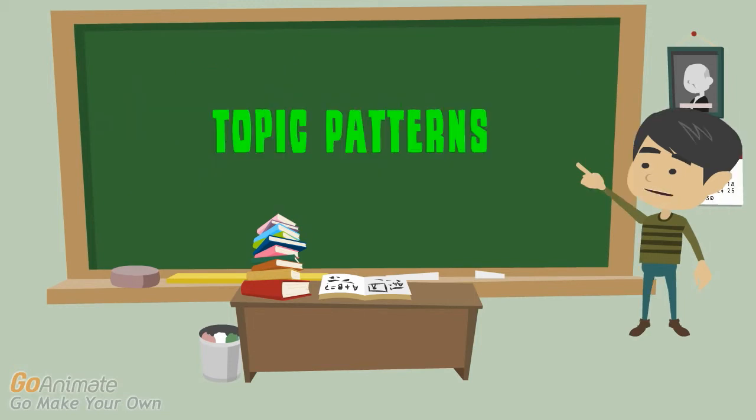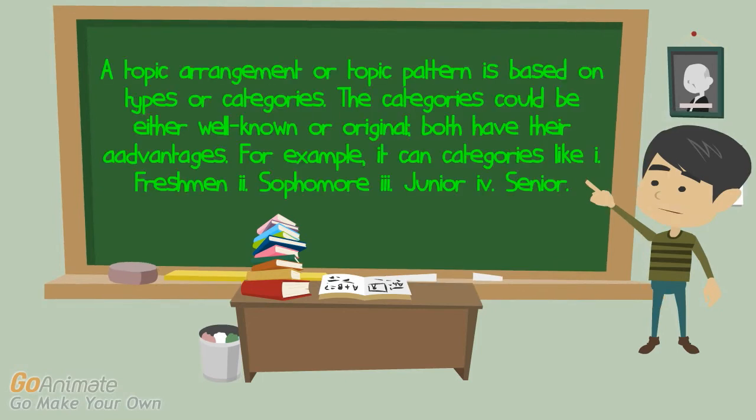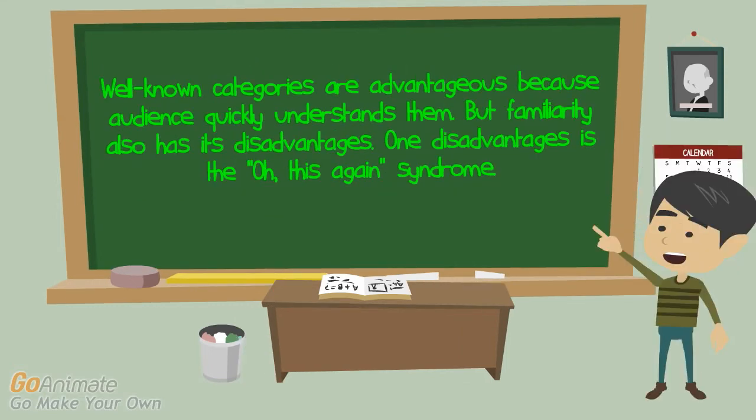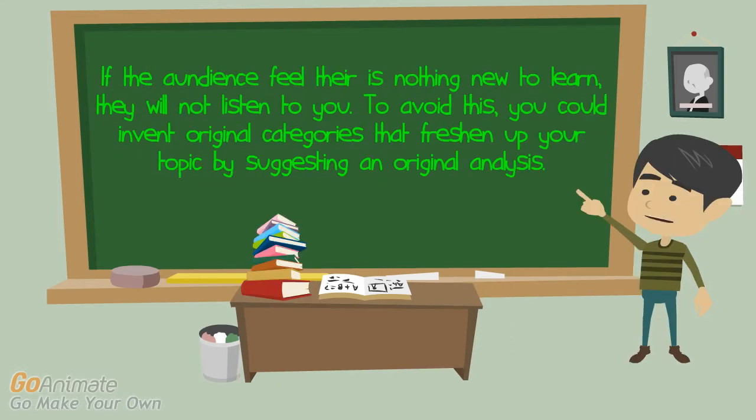And now, it's time for the third one, topic pattern. This pattern is based on types or categories, and they could be either well-known or original. They both have their own advantages. Well-known categories are advantageous because people know about them, but they have their disadvantages too, such as being an overused expression. So if your audience is not interested, they will stop listening to you. To avoid it, try and invent new, original categories that freshen up your topic.